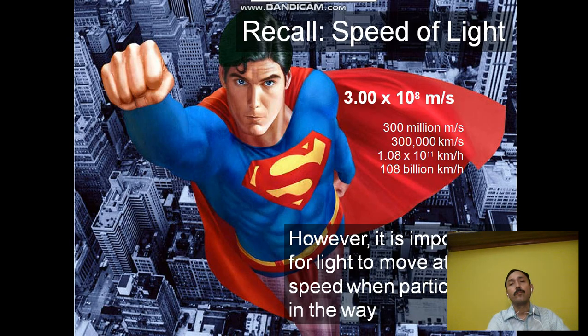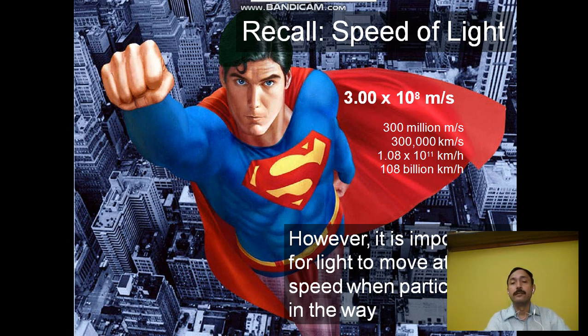Let us recall some data. The speed of light is 3 into 10 to the power 8 meter per second. That means 300 million meter per second. That means 300,000 kilometer per second. This is equal to, just think, 1.08 into 10 to the power 11 kilometer per hour. Imagine 108 billion kilometer per hour. This is the velocity of light.